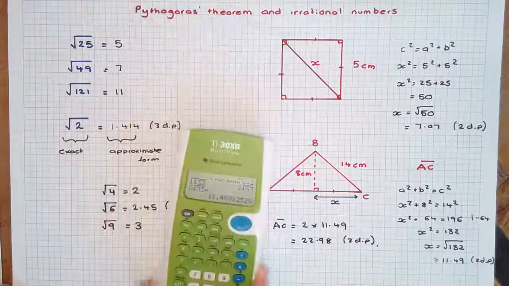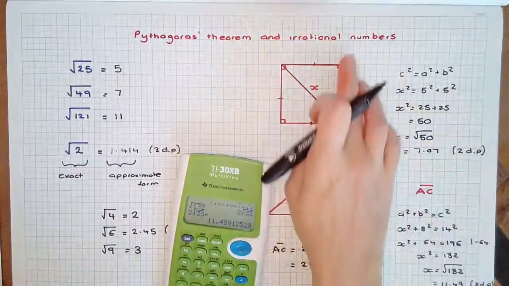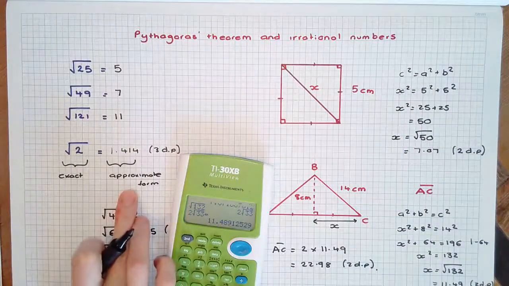So we will need a calculator when working with irrational numbers if we're to give the decimal approximation.